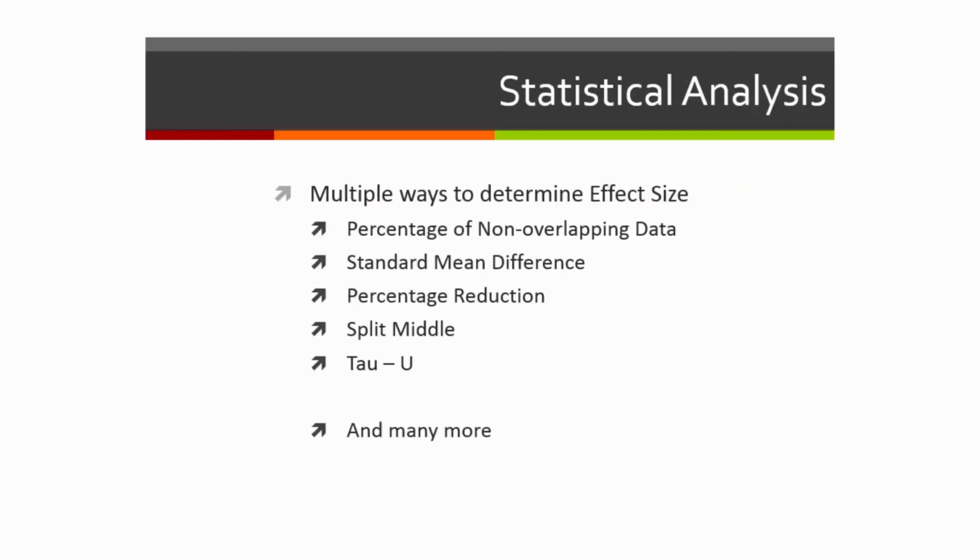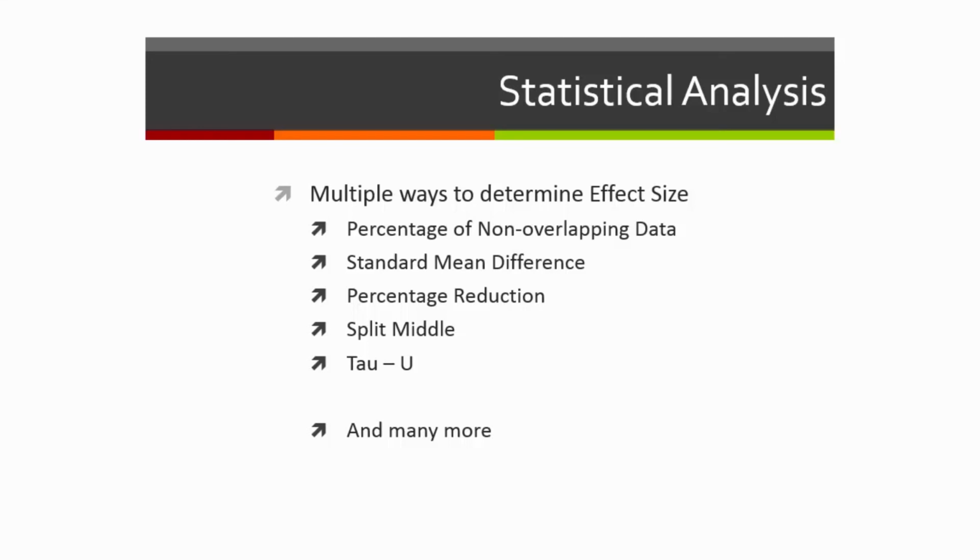Now, there's multiple ways to determine effect size. We can use percentage of non-overlapping data, and we'll talk about that, PAND. We'll use a lot of that. There's 2 or 3 different options there. There's a standard mean difference, and that's fairly easy. The split middle and the percentage reduction, we'll go over those examples. And then I want to show you the website for the TAU.